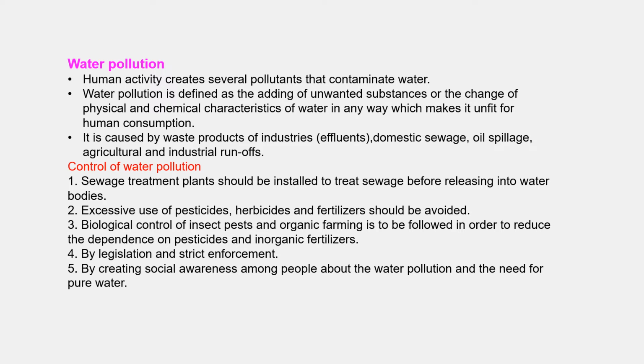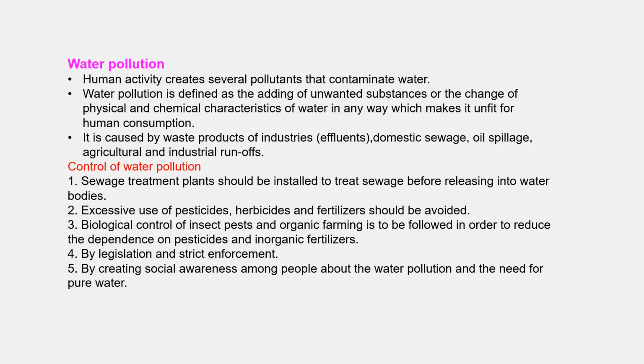I hope you follow. So I repeat, human activity creates several pollutants that contaminate water. Water pollution is defined as adding of unwanted substances or the change of physical and chemical characteristics of water in any way which makes it unfit for human consumption. Right? It is caused by waste products of industries, effluents, domestic sewage, oil spillage, agricultural and industrial runoff. I hope you understand. Now this water pollution can be controlled by different methods.